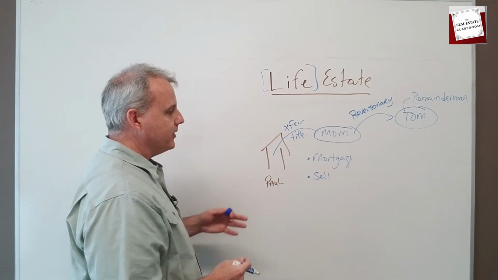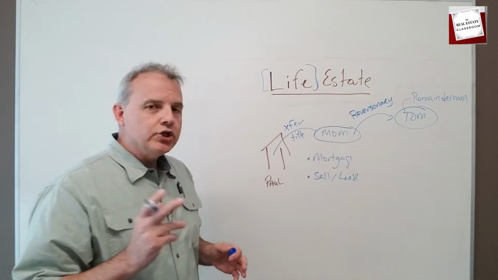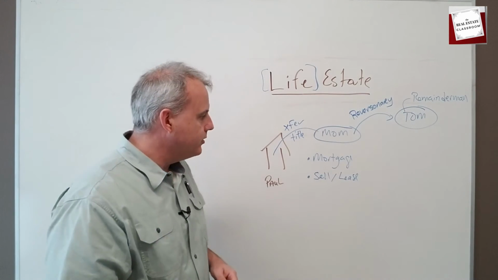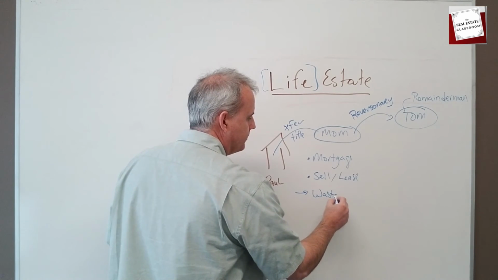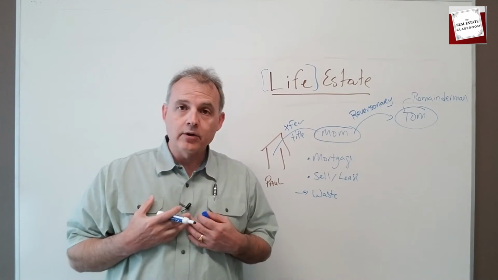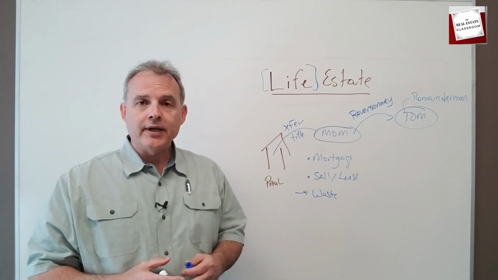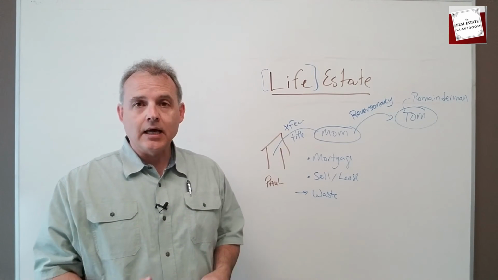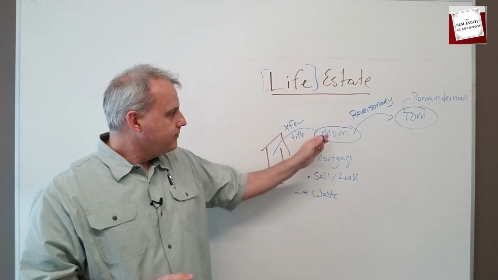Mom can actually sell the property. She can lease the property out. There's only two things that Mom can't do with that property. Mom can't waste the property, which means destroy it. So if I own this property fee simple absolute, and I want to burn the house down or tear it down because I want a vacant lot, I can do that as long as local zoning permits it. But Mom can't do that.